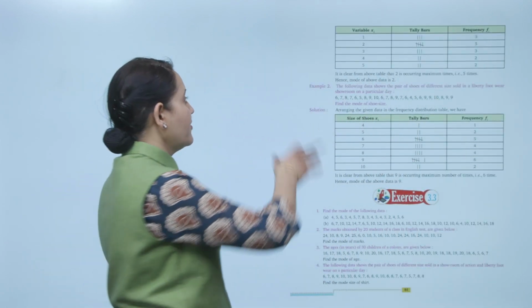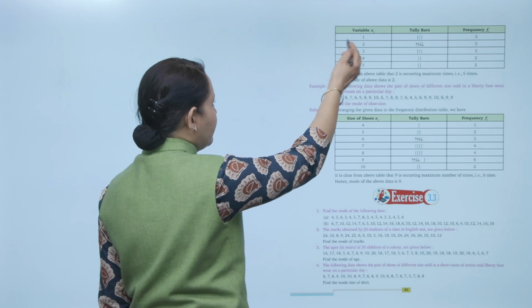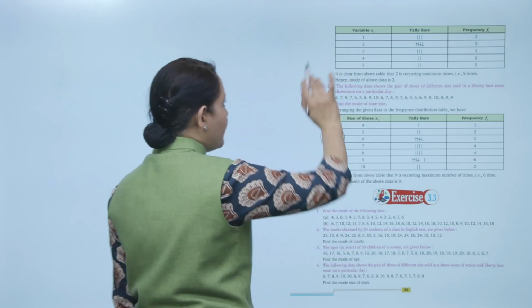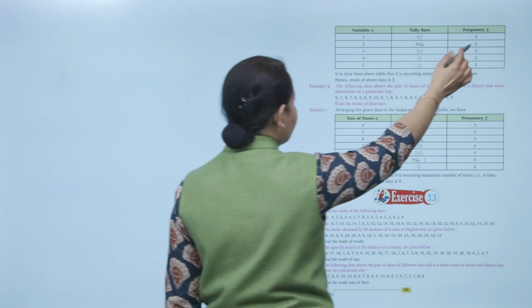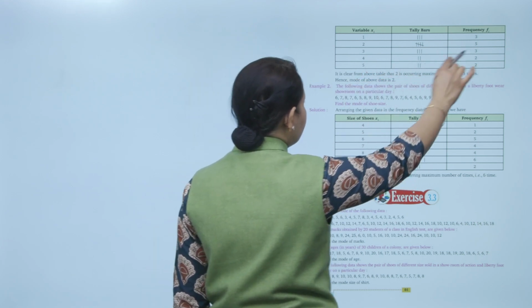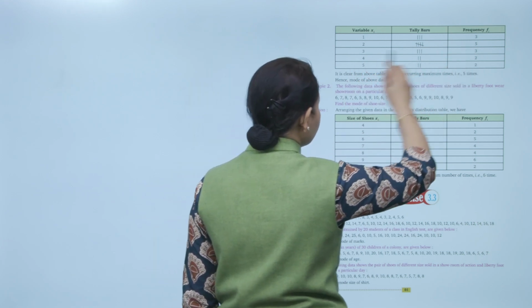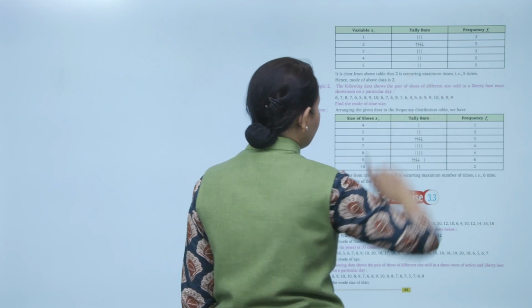So like this, we'll arrange the numbers. These are the variables 1, 2, 3, 4, 5. How many times does 1 come? 3 times, so frequency 3. 2 comes 5 times, so frequency is 5. 3 comes 3 times, frequency is 3. 4 comes 2 times, frequency is 2. 5 comes 2 times, that is 2.